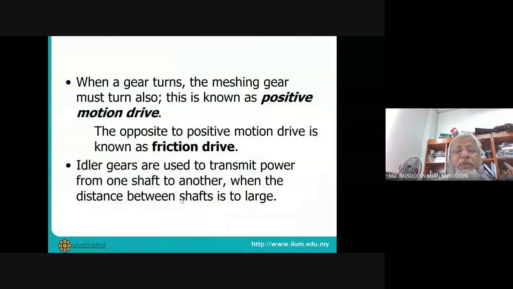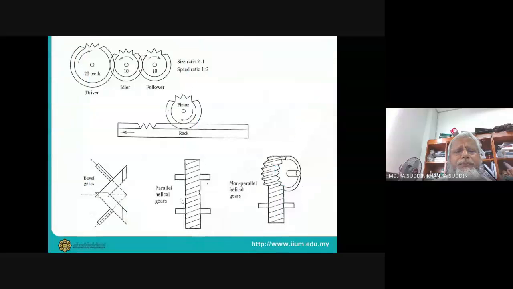I think we mentioned it here. Here we can see the driver and the follower. So we want to run it, but if we put them next to each other, this and this will be rotating opposite to each other. But if we put another one in between, this and this will be rotating in the same direction. So this is just helping us change the direction, and we call this the idler gear.